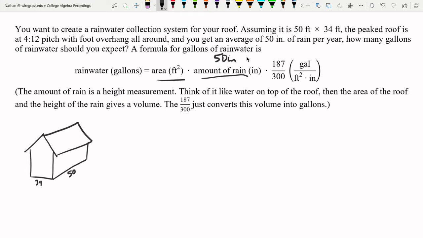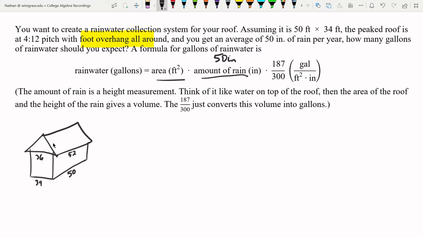Now all we have to do is figure out what is the surface area of the roof that we have in our house. Well, if it's a 1 foot overhang all the way around, then really we don't have a 50 by 34. It's going to be a 52 feet by 36 feet this way, as a pretty decent approximation.